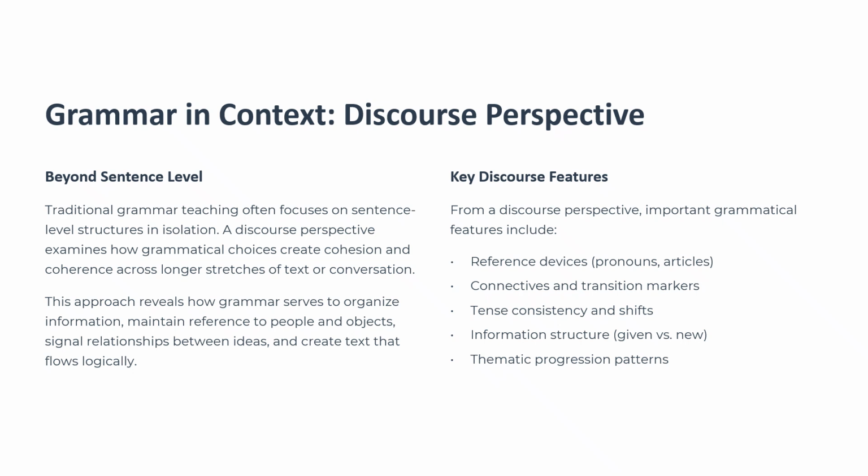Grammar in context, discourse perspective, beyond sentence level. Traditional grammar teaching often focuses on sentence-level structures in isolation. A discourse perspective examines how grammatical choices create cohesion and coherence across longer stretches of text or conversations. This approach reveals how grammar serves to organize information, maintain reference to people and objects, signal relationships between ideas, and create text that flows logically.